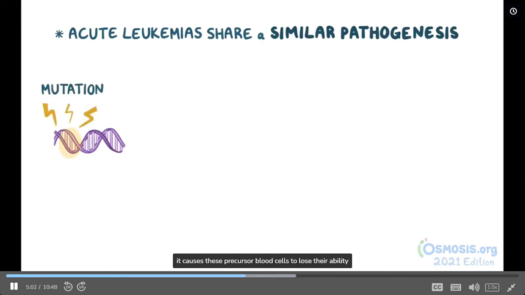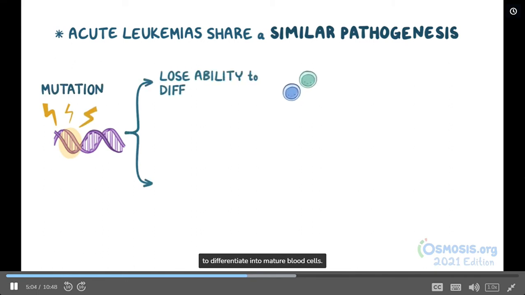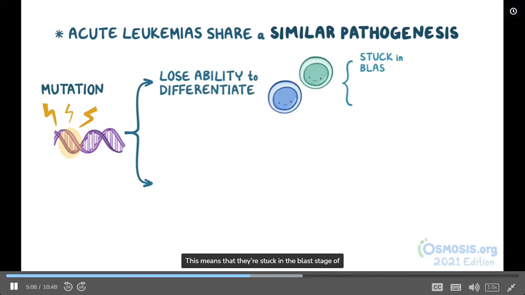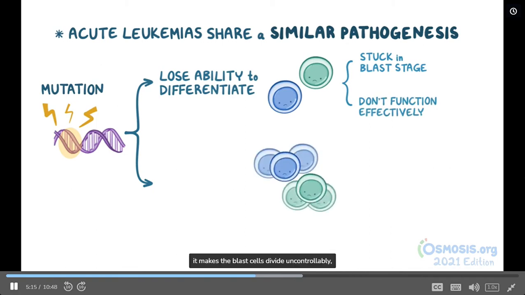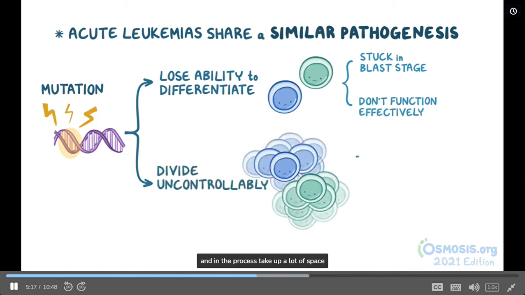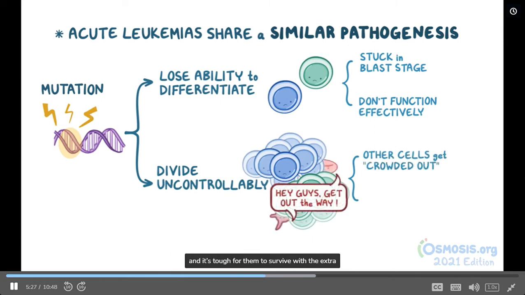First, it causes the precursor blood cells to lose their ability to differentiate into mature blood cells. This means that they're stuck in the blast stage of development, and the blast cells don't function effectively. Second, it makes the blast cells divide uncontrollably, and in this process, take up a lot of space and nutrition in the bone marrow. This means that the other normal blood cells growing in the bone marrow get crowded out, and it's tough for them to survive with the extra competition for nutrients.